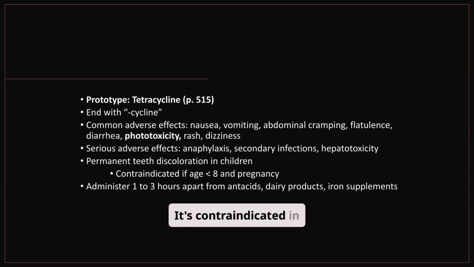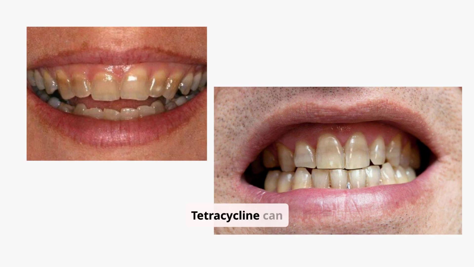It's contraindicated in pregnant women and children under 8. Administer on an empty stomach. Tetracyclines get deposited in growing teeth and bones, so it's a no-go for little kids and pregnant patients. Tetracycline can cause teeth discoloration. Here's a visual reminder. Long-term use during tooth development can lead to yellow, gray, or brown discoloration. That's why age restrictions are so important.